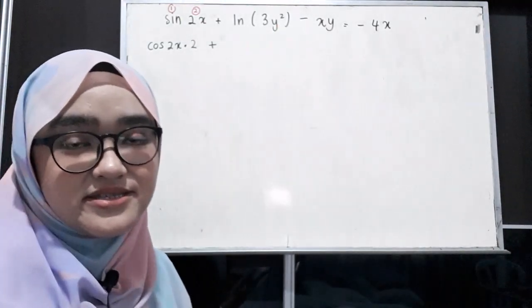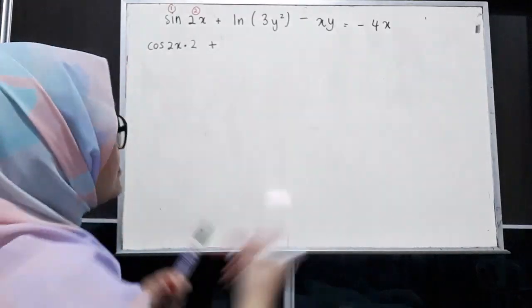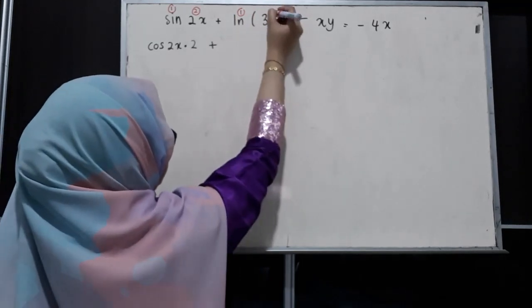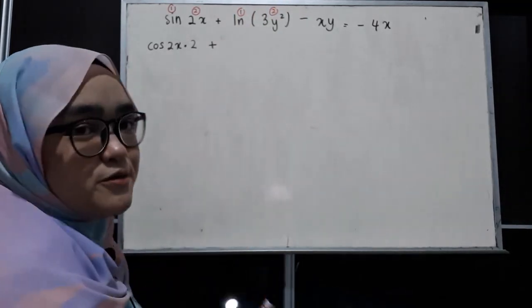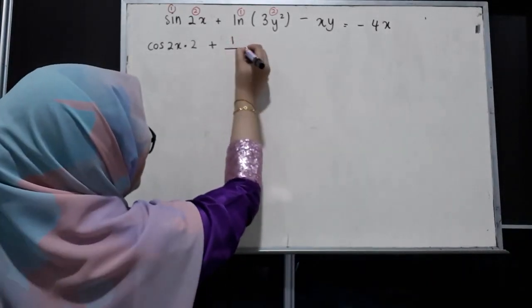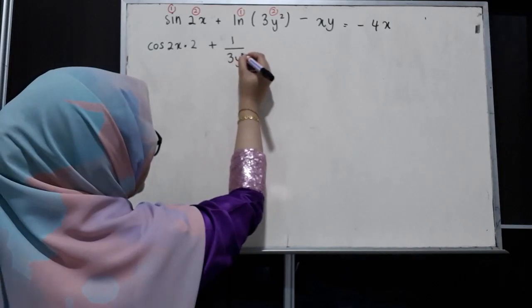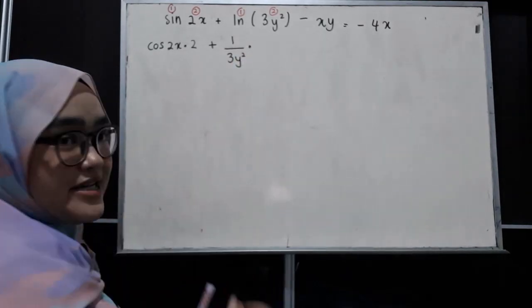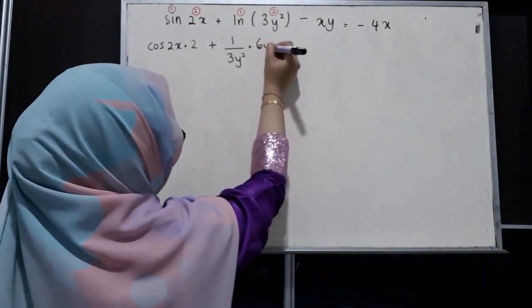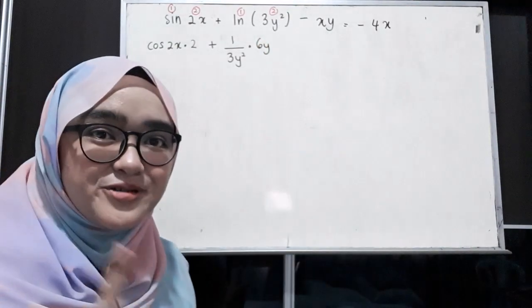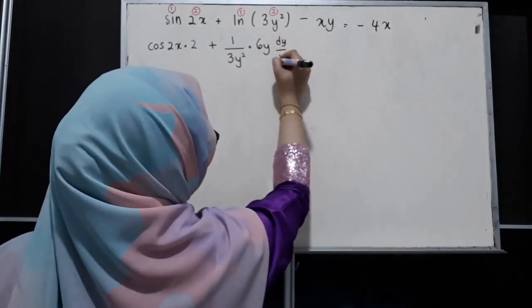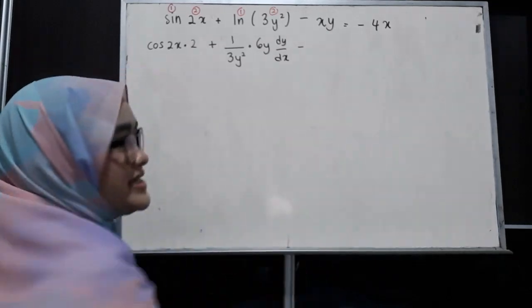So again, this is a composite function. Number 1, differentiate ln. Number 2, differentiate 3y squared. Differentiate ln, we get 1 over 3y squared. Multiply, differentiate 3y squared, we get 6y. And do not forget to add dy over dx. Okay, minus.